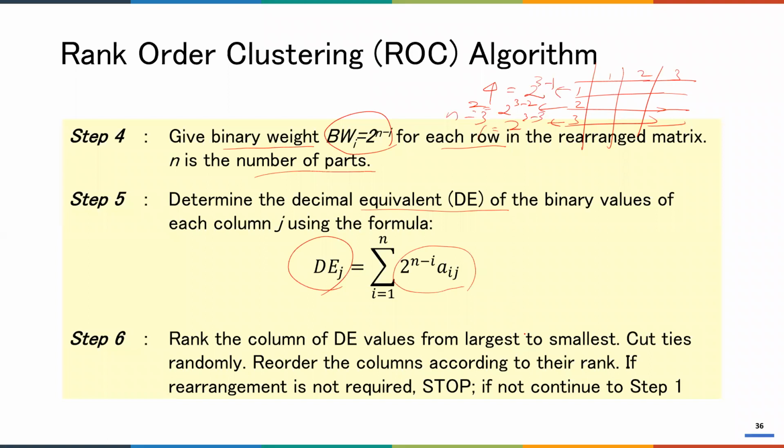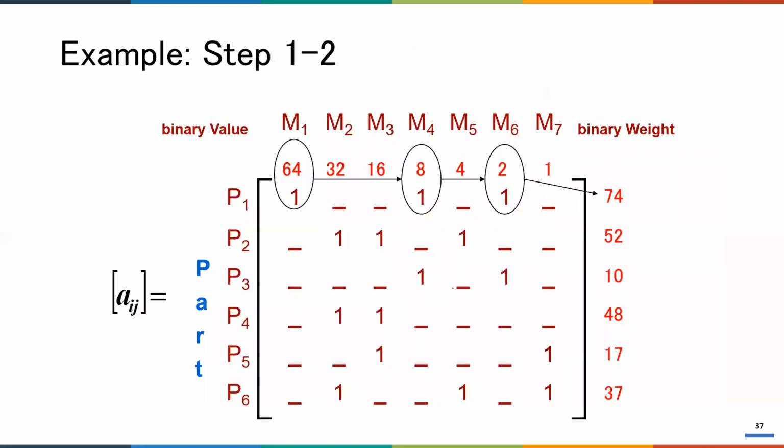And once we reorder the columns according to their rank, if no rearrangement is needed, then we can stop. Otherwise, we return back to step 1. So here's the example.